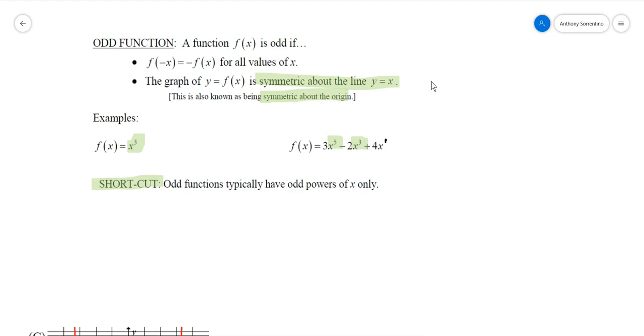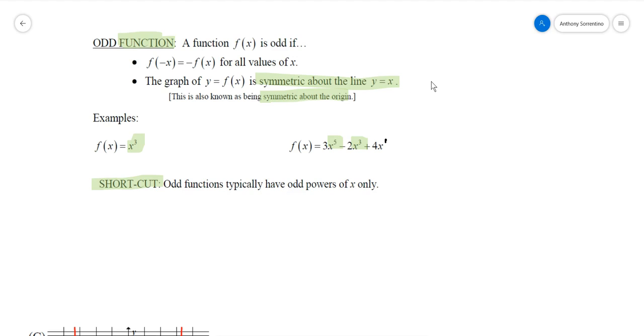And also keep in mind that we are talking about functions. So you're not going to see any type of function as a result of being symmetric about the x-axis because, as we mentioned before, that's not a function. It fails the vertical line test if it's symmetric about the x-axis.